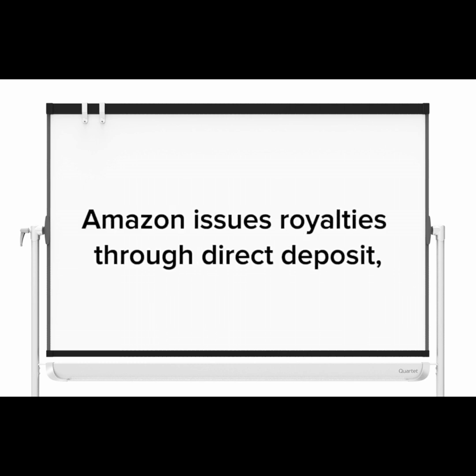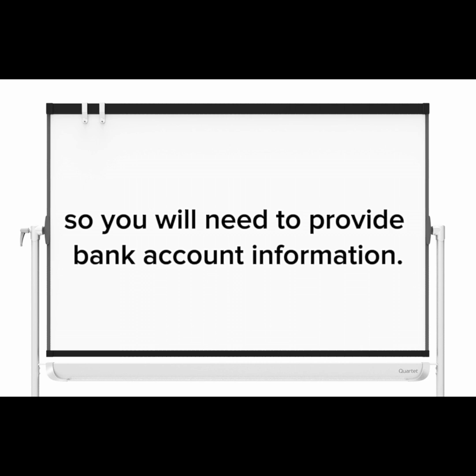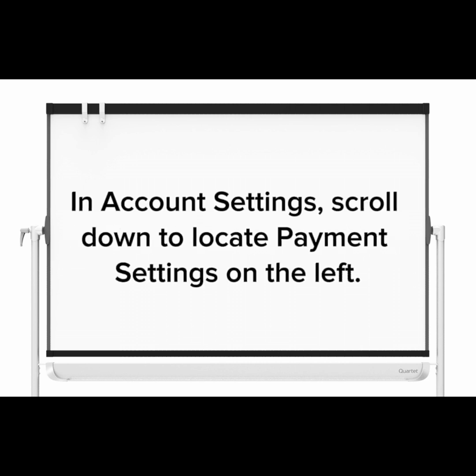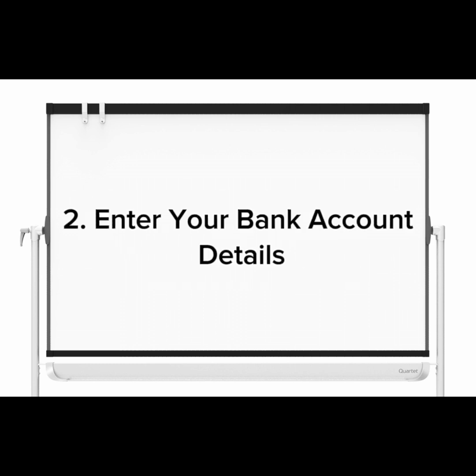Step 5. Set up payment information. Amazon issues royalties through direct deposit, so you will need to provide bank account information. 1. Find Payment Settings. In Account Settings, scroll down to locate Payment Settings on the left. 2. Enter your bank account details.